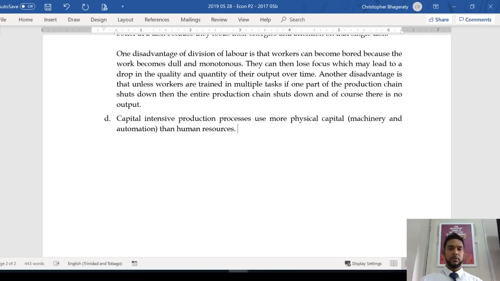Capital intensive production uses more physical capital. All right, so we have to explain why over time industries tend to become more capital intensive. So, let me hear you. Because machinery is more efficient and over time it becomes cheaper as they don't have to pay, what's the thing?